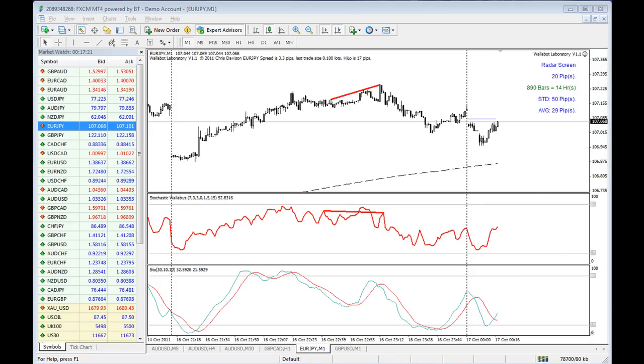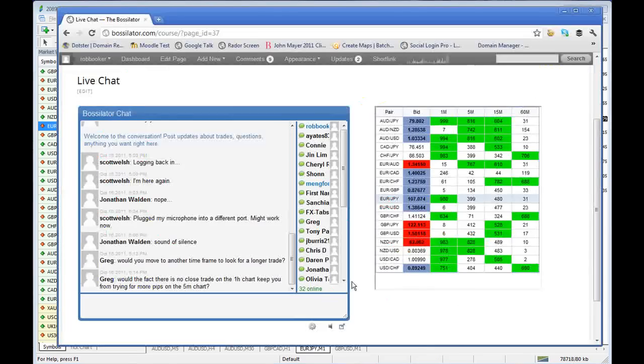Robert says his actual name is Sean, so I'm now going to say Sean instead of Robert. Sean probably asked about the euro-yen because Sean's probably already long or short on this currency pair and would probably like to see or hear a description of what I think about that currency pair right now.